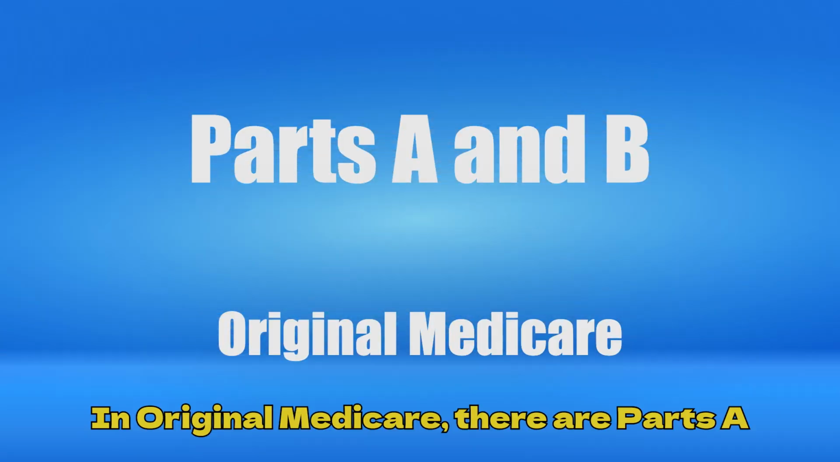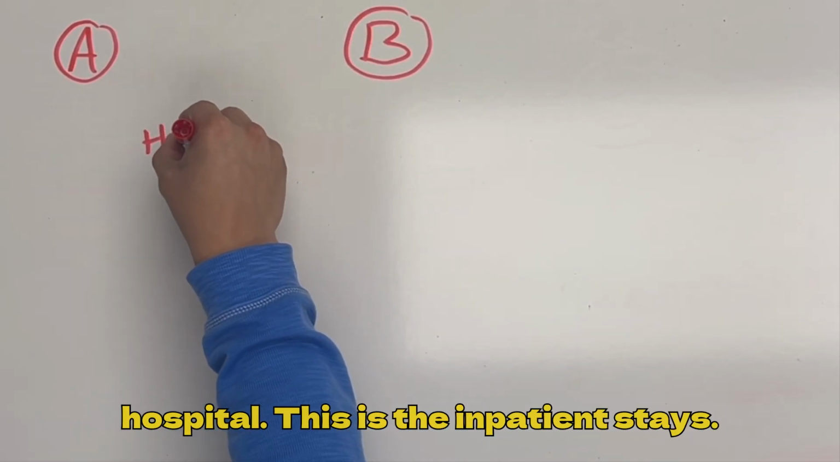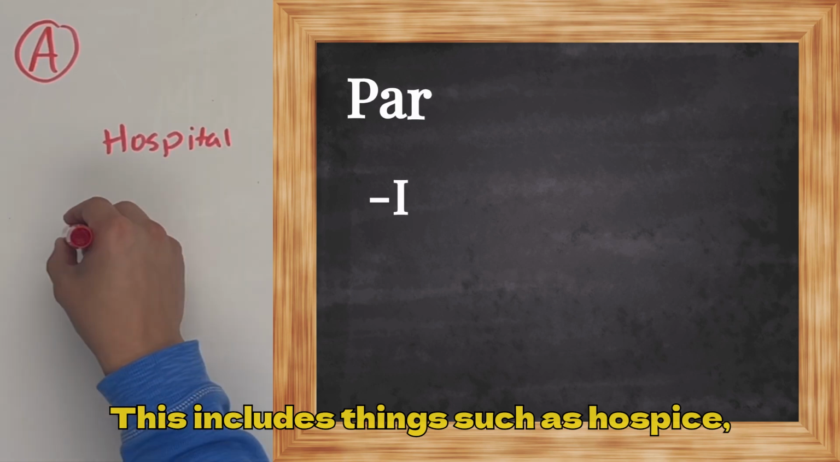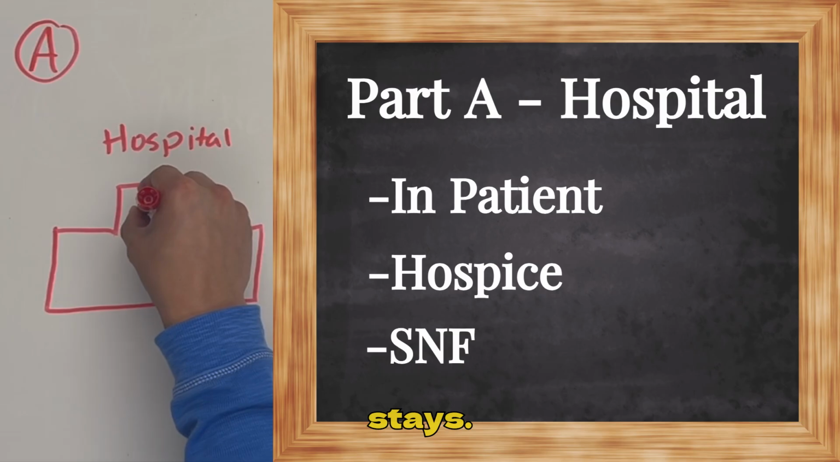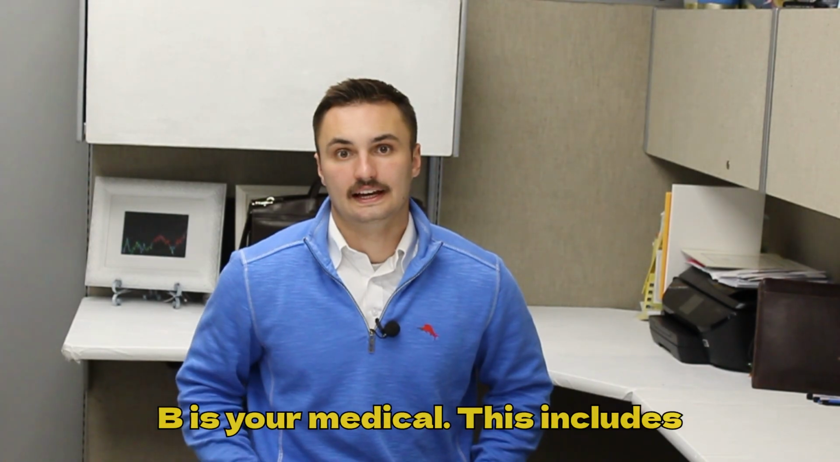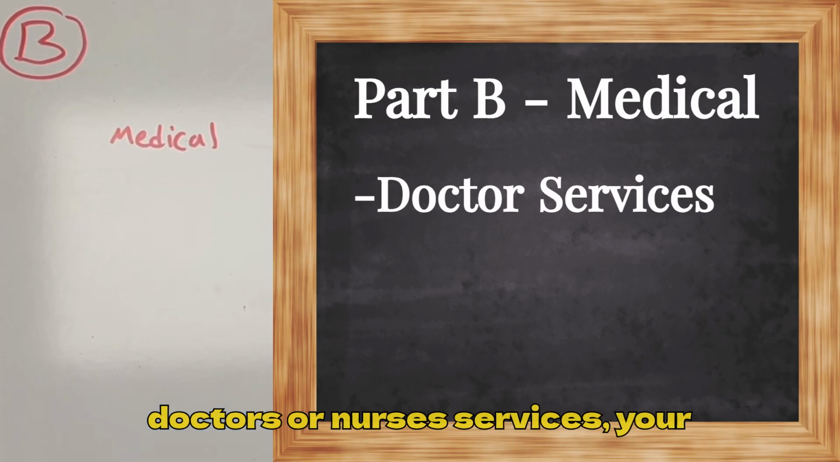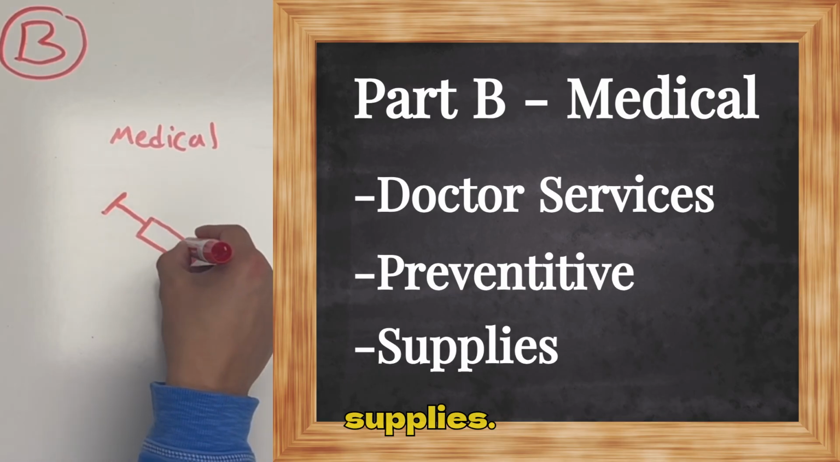Let's begin. In Original Medicare, there are Parts A and B. Your Part A is your hospital. This is the inpatient stays. This includes things such as hospice, skilled nurse facilities, and extended stays. Part B is your medical. This includes doctors or nurses services, your preventative care, or your medical supplies.